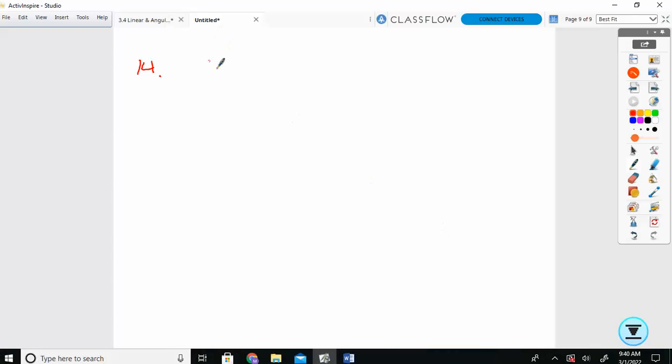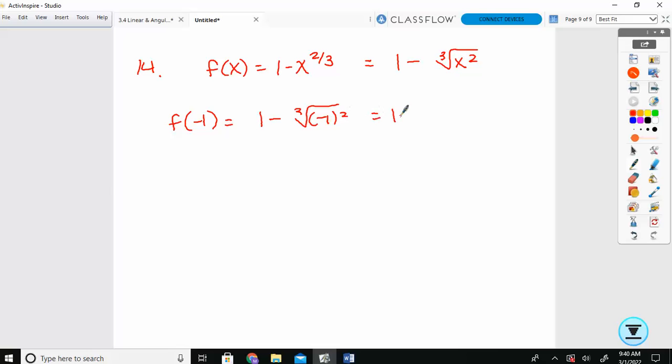Tells us my function is 1 minus x to the 2/3. All right, when you put in -1, you get 1 minus the cube root of x squared. So the cube root of -1 squared gives you 1 minus 1, which is 0. When you put in +1, you get 1 minus the cube root of 1, which is 0. So this is the third condition for Rolle's theorem.